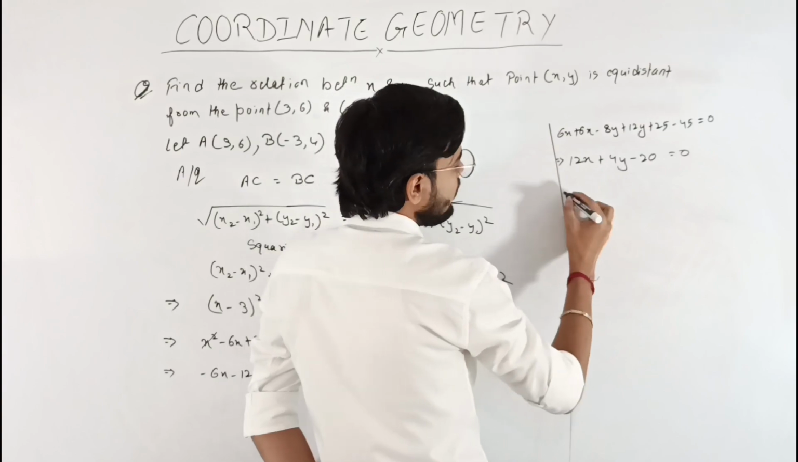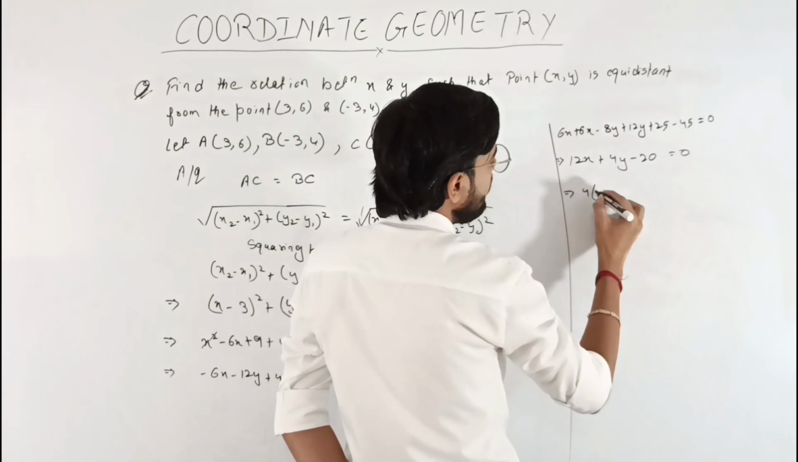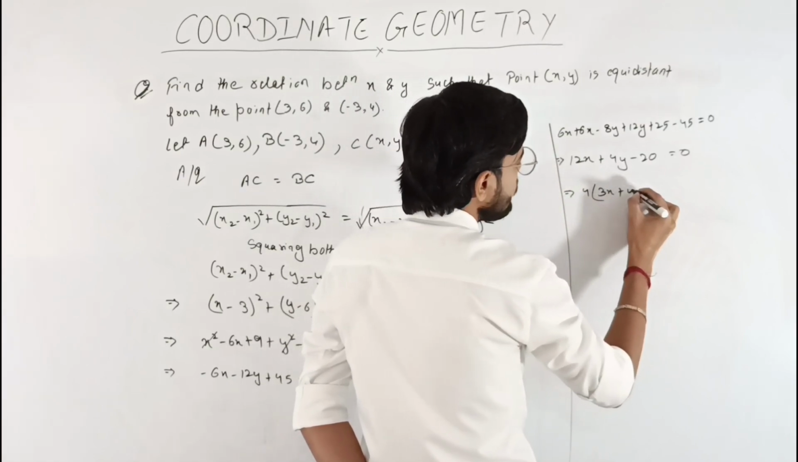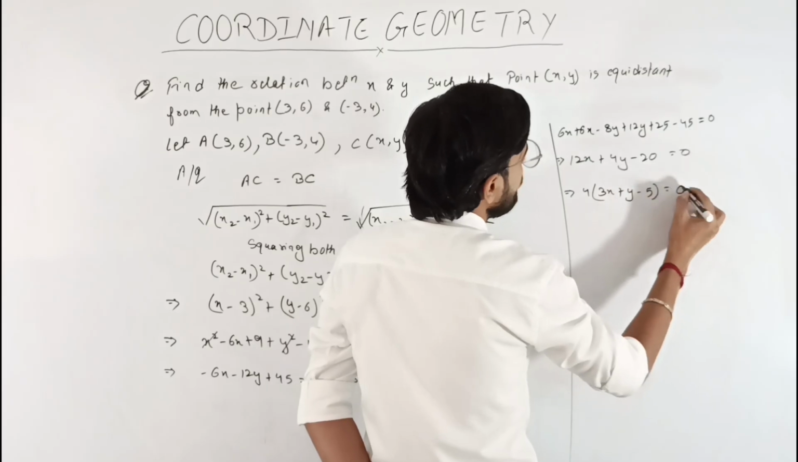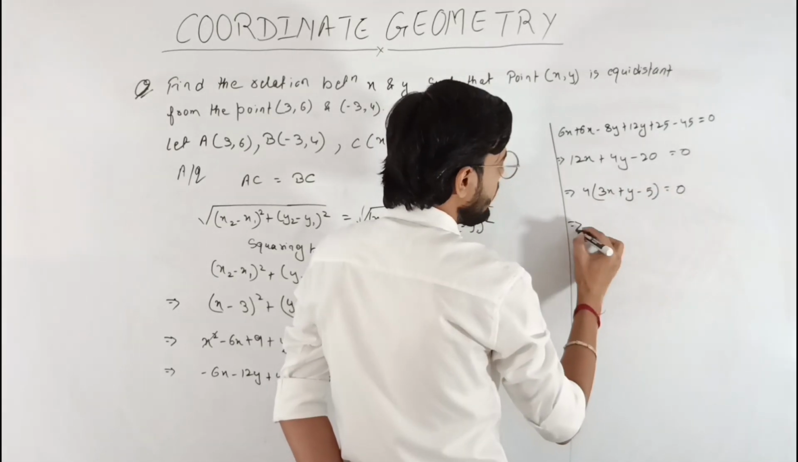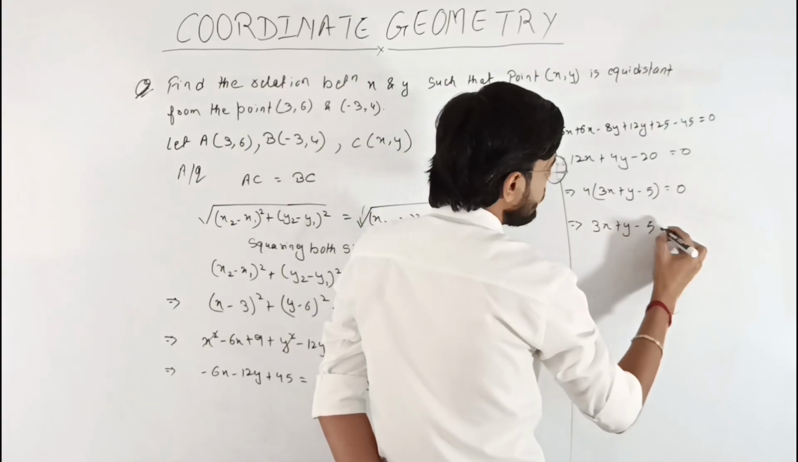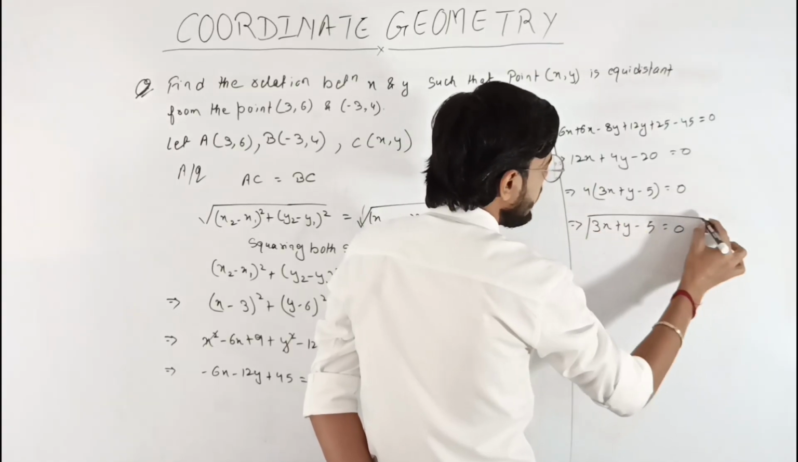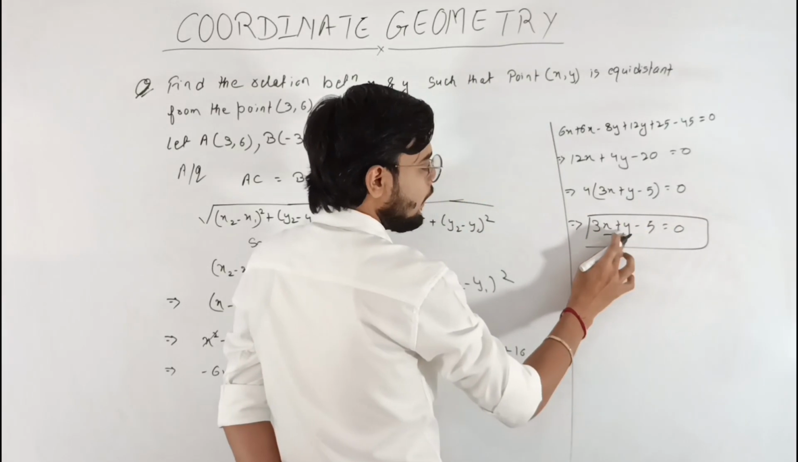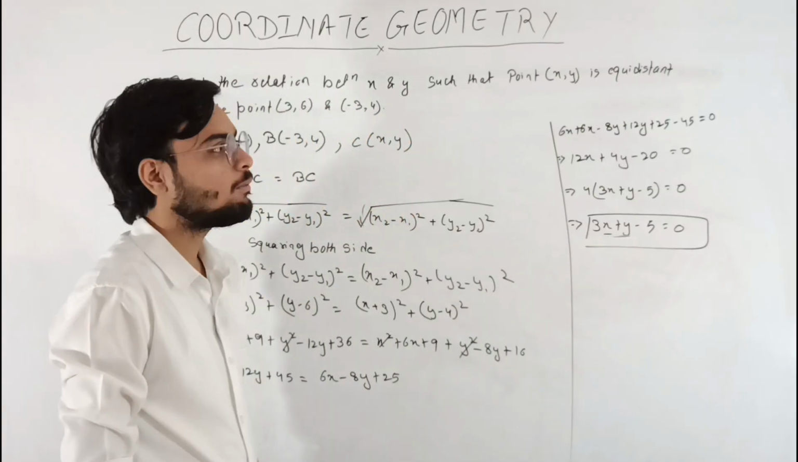Now we take 4 as common. Then after taking 4 as common, we are left with 3x plus y minus 5 is equal to 0. Now this 4 goes this side and becomes 0. So our relation is 3x plus y minus 5 equals 0. This is our relation between x and y. Understood? Let's see one more time.